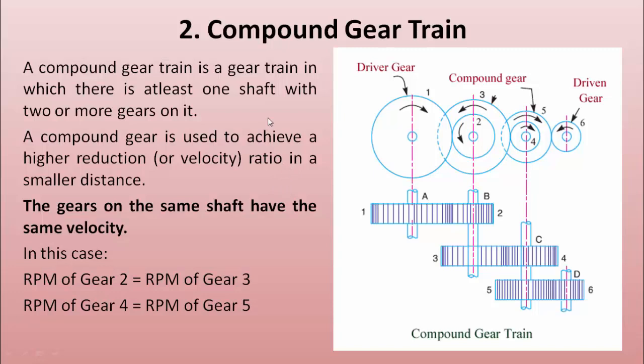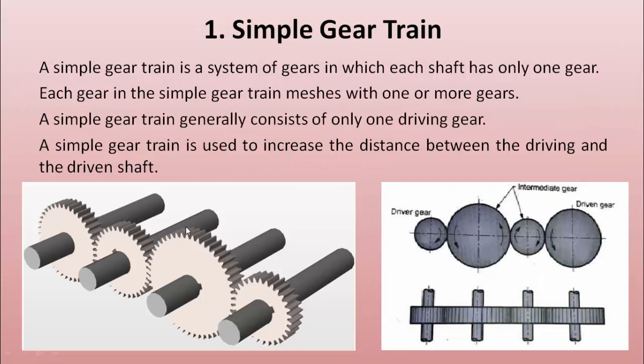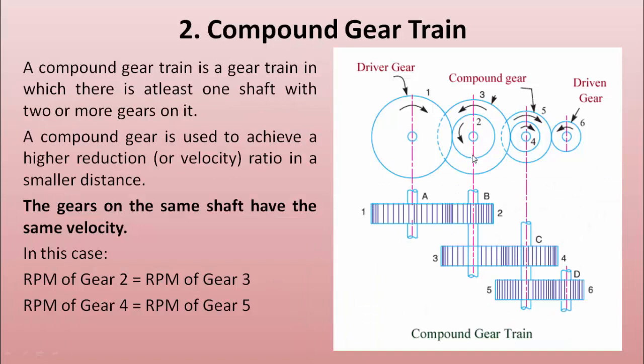The next type of gear train that we will be seeing is a compound gear train. A compound gear train is similar to a simple gear train, except that in a simple gear train, each shaft has only one gear, right? In a compound gear train, there are some shafts which have more than one gear. For example, see this one. The gears 2 and 3 are present on the same shaft.